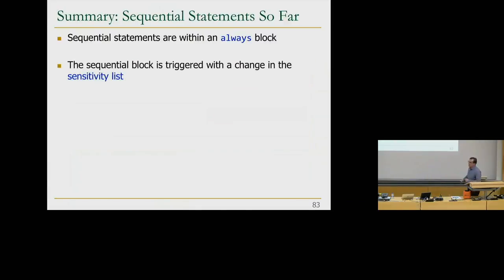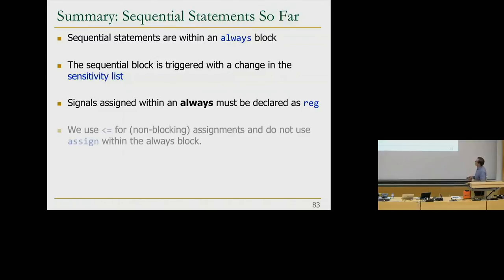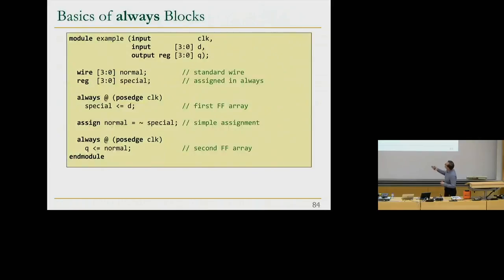Okay, so the sequential statements so far, within an always block. Please read chapter 4. I'm going through some of these very quickly, but you'll learn this by experience. Sequential statements are always within an always block. The sequential block is triggered with a change in the sensitivity list. That's always at something. And signals assigned within an always block must be declared as reg. We saw that. And we use non-blocking assignments and do not use assign within the always block. Okay, so these are the basics of always blocks.